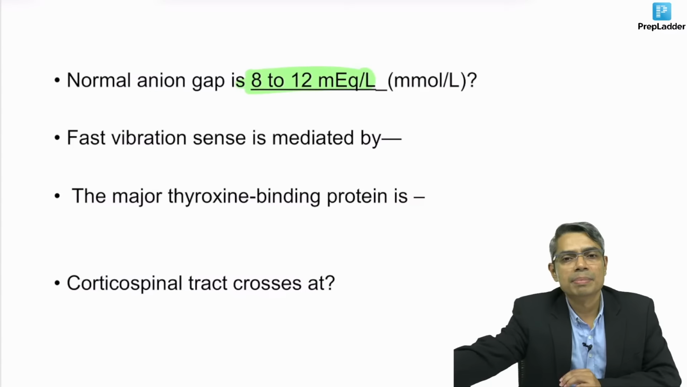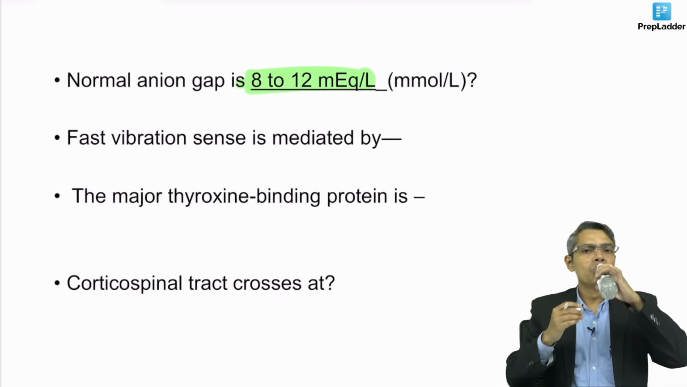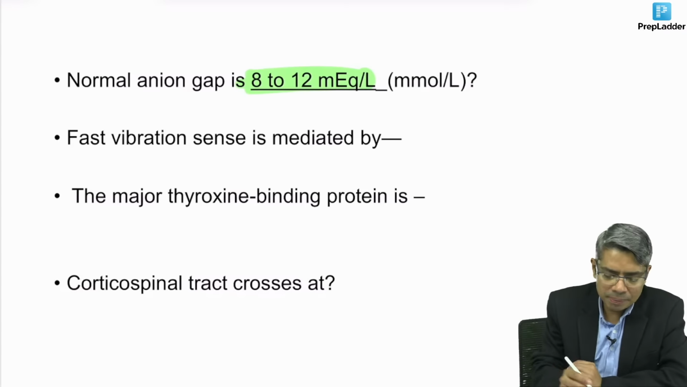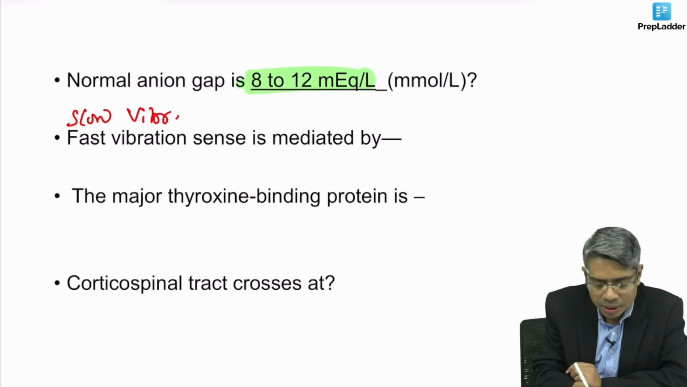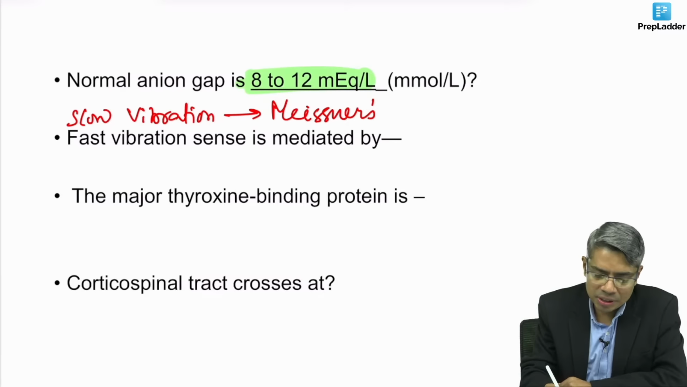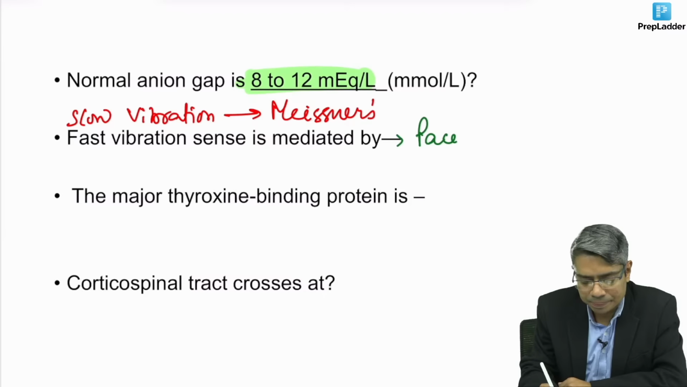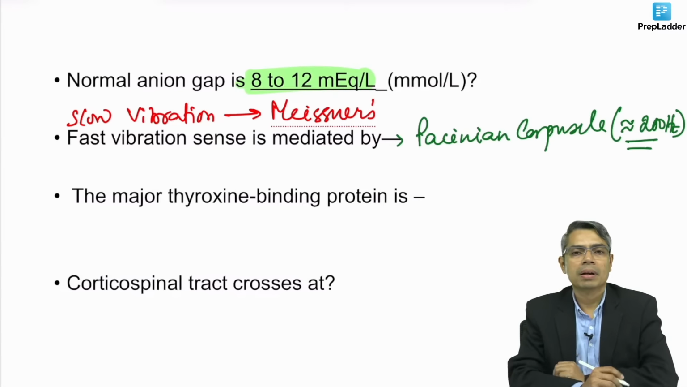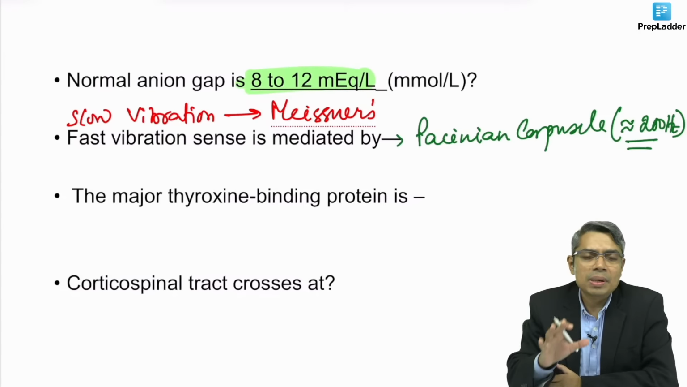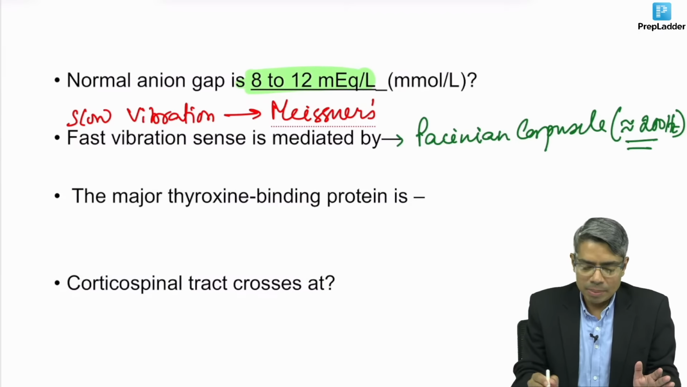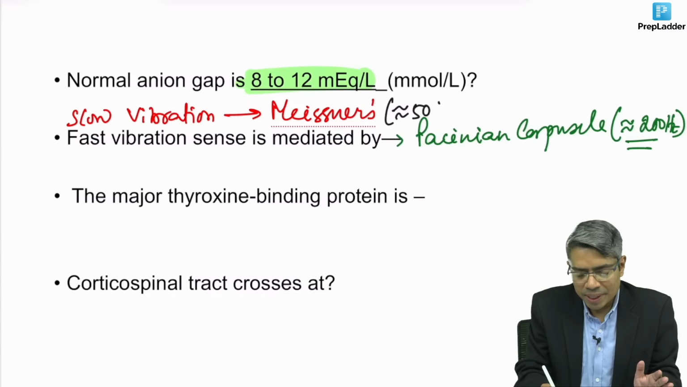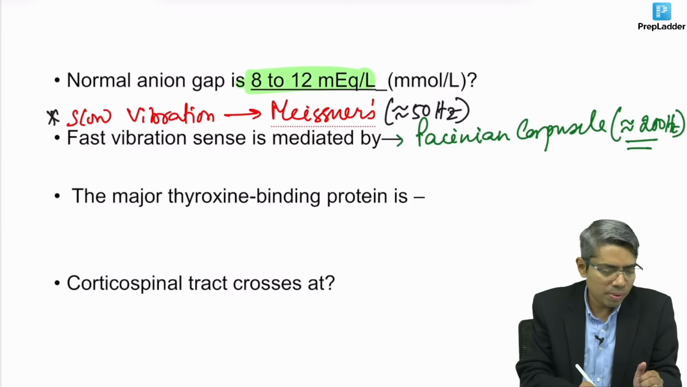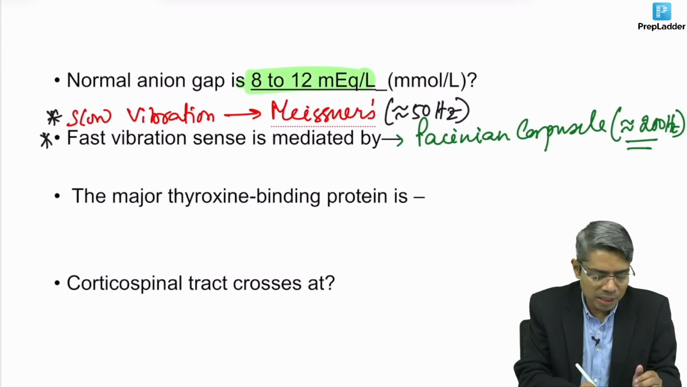Fast vibration sense is mediated by, fast vibration. So here you have to remember, if the question is slow vibration, the receptor is Meissner's, but for fast vibration, the receptor is Pacinian corpuscles. So for Pacinian corpuscle, the best vibration frequency is 200 Hz. So 200 Hz or above, if the frequency is like that, then the best receptor to pick up that vibration sense is Pacinian corpuscles. But if the frequency of vibration is in and around 50 Hz, then that is a slow frequency vibration. In that case, Meissner corpuscle is the best to pick up that stimulus, okay. So these 2 important pieces of information, remember.